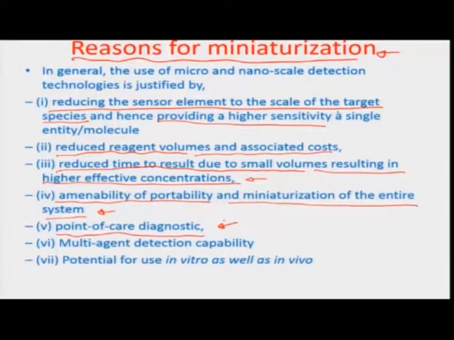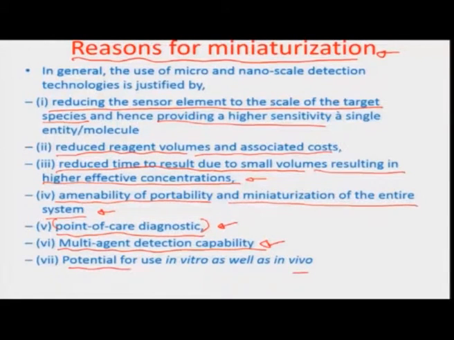Okay. So, it is a very big area of work, and right now there are billions of dollars of research spent in designing and developing point of care biomedical sensors. There is also a scope of multi agent detection. When we talk about miniaturization, the smaller the size, the better it is. You can have in a smaller space or volume many sensing elements which can sense each of these species which are there in an analyte.